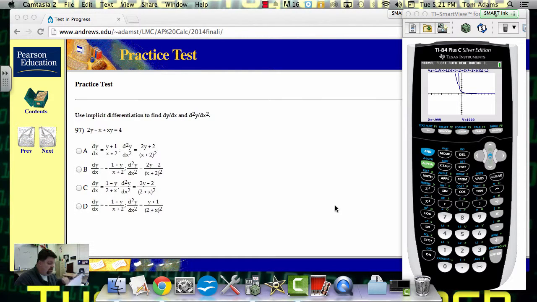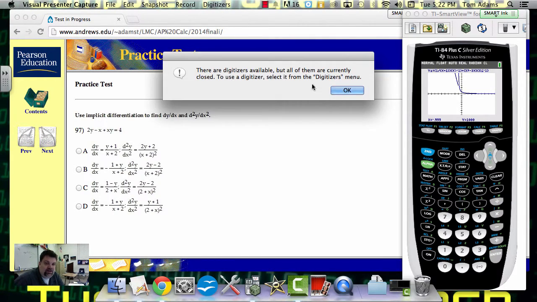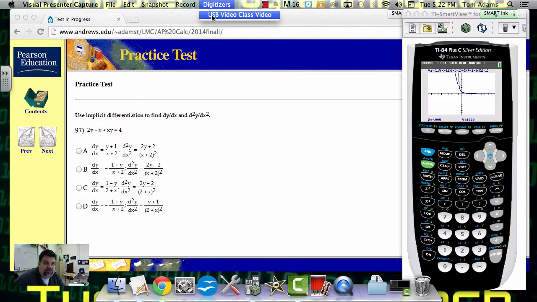All right, so this is an implicit differentiation. And so we have the equation 2y minus x plus xy is equal to 4. And they want us to take the double derivative of this using implicit differentiation. So I've written that down. And give me 1 second, we'll get the screen to come up.